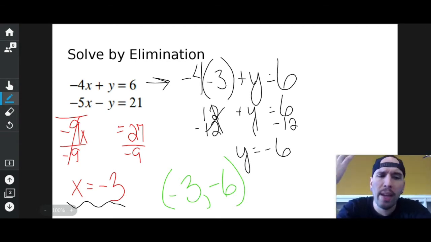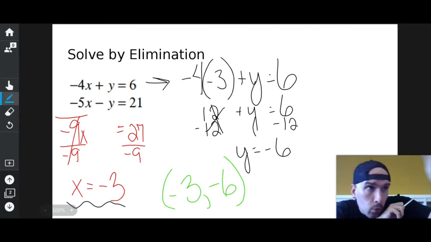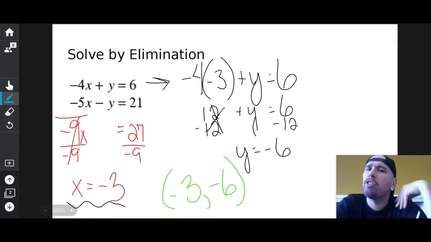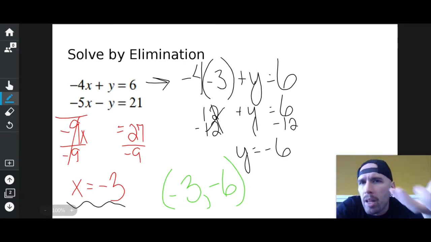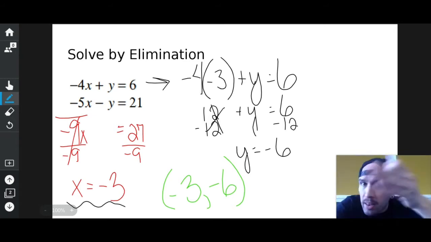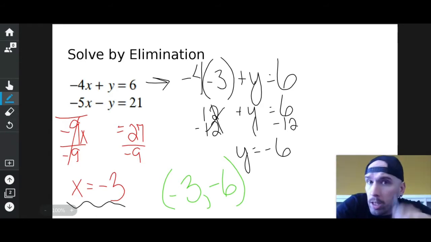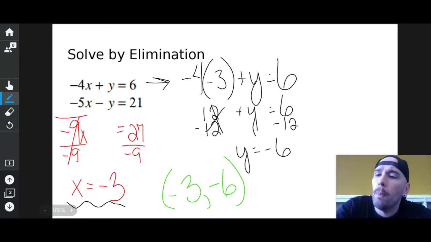This one was a lot faster, wasn't it? See, when we did substitution and it said y equals blah blah blah, substitution was easy because all we had to do was plug it into the other equation. This one, elimination, is easy because everything is already lined up and I have a y and a negative y, and they eliminate right away because they cancel each other out. Let's take a look at the next one.